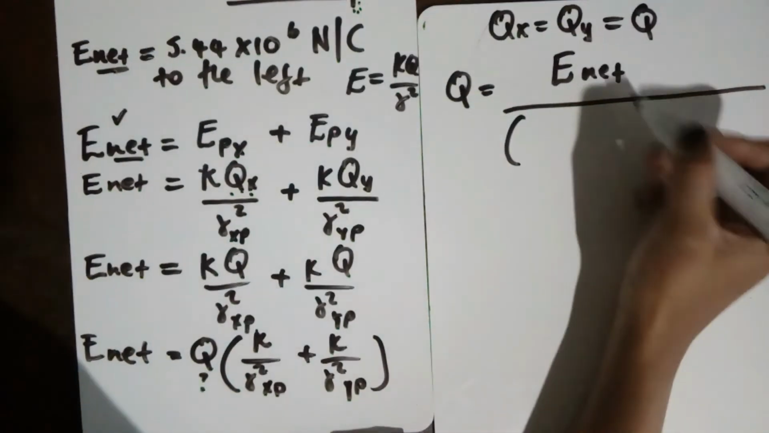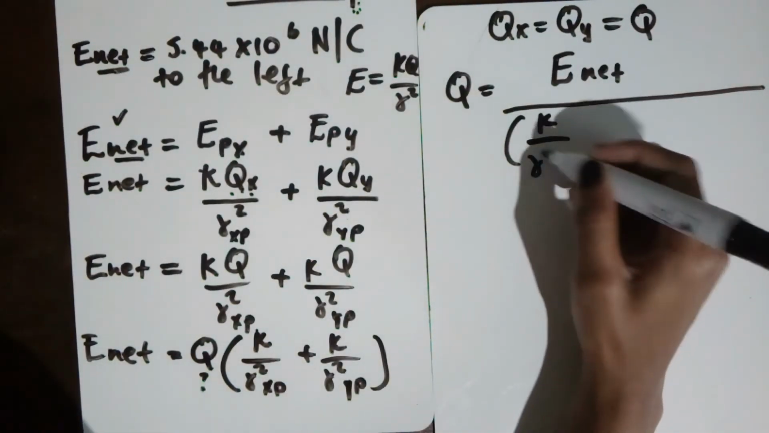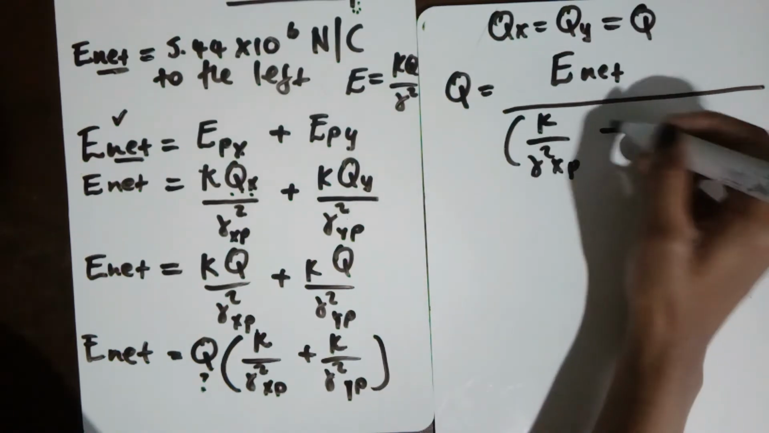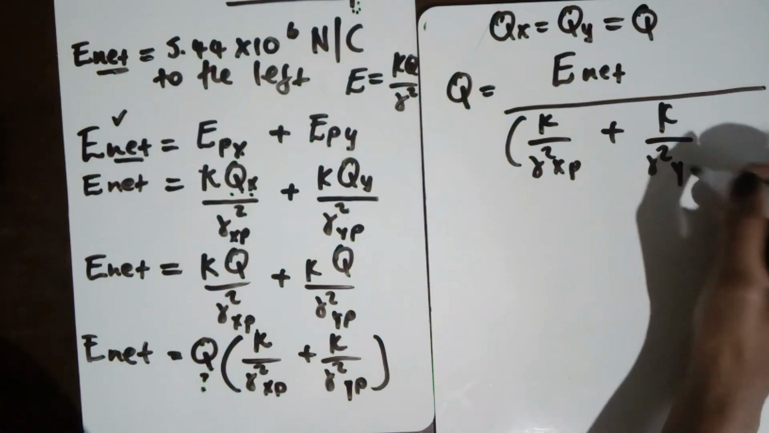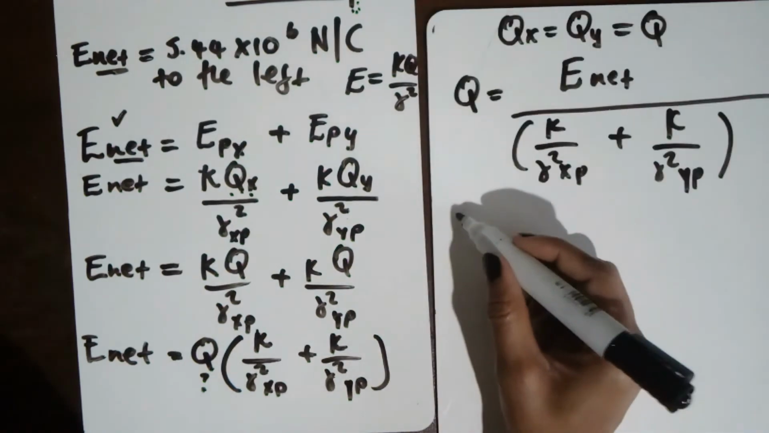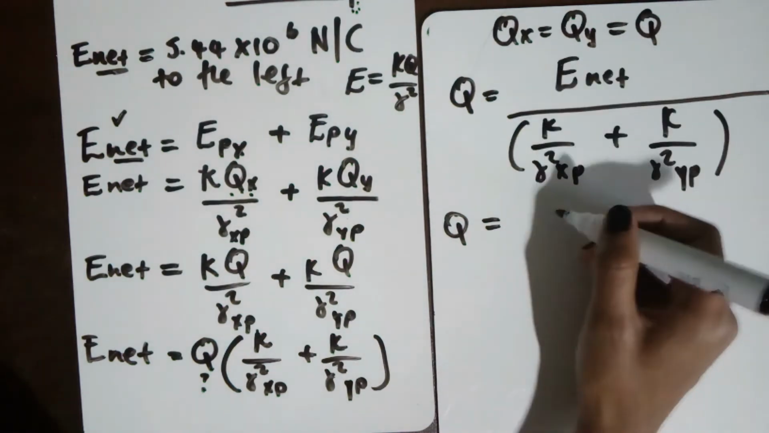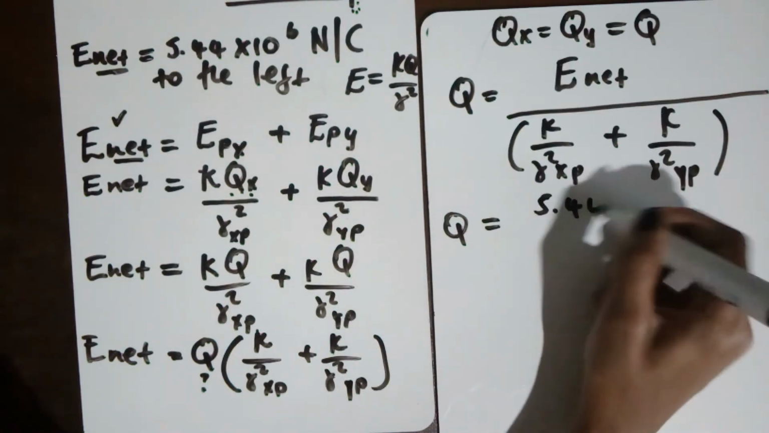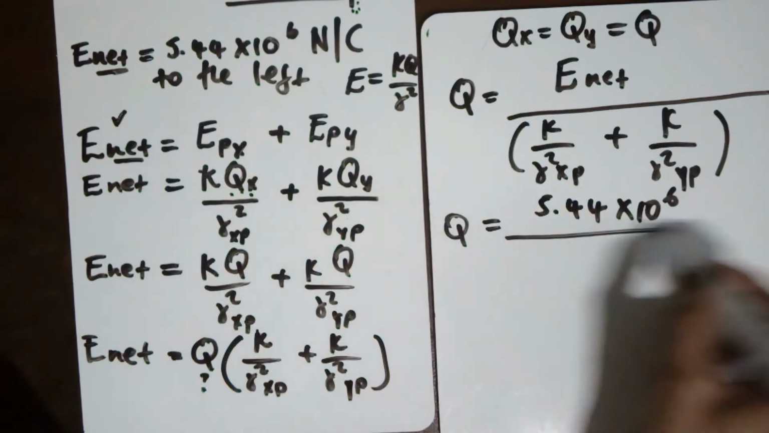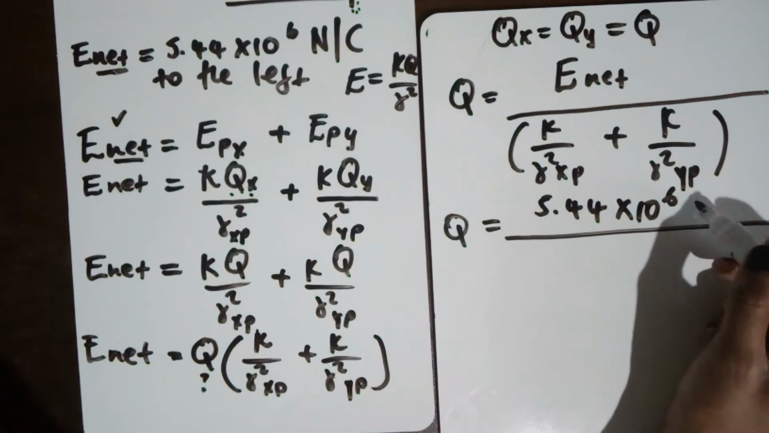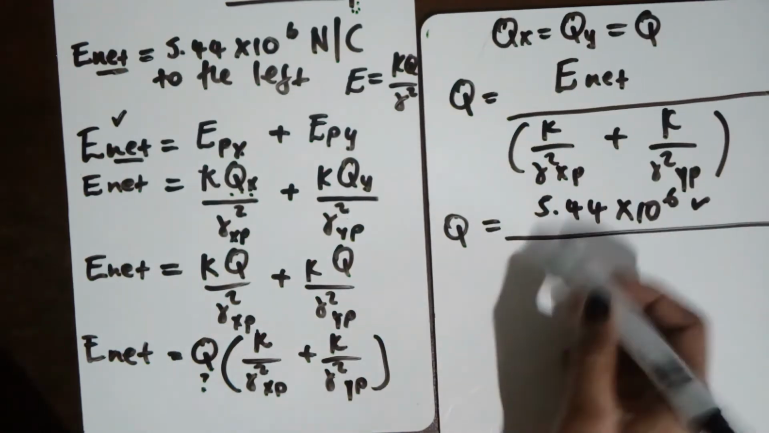So E net, all of it divided by k over r squared xp plus k over r squared yp, right? Cool. And now it's just a matter of substituting everything. So we know E net is 5.44 multiplied by 10 to the power of 6. It's very important for you to be able to use your calculator, otherwise you're going to get the wrong answer.